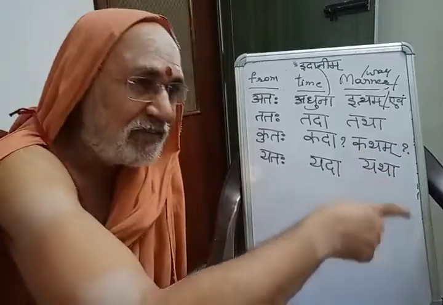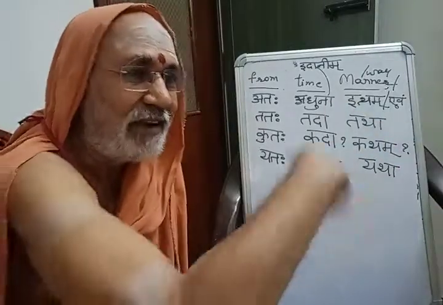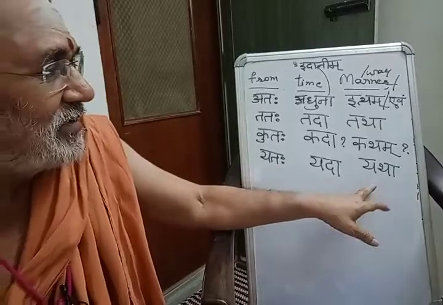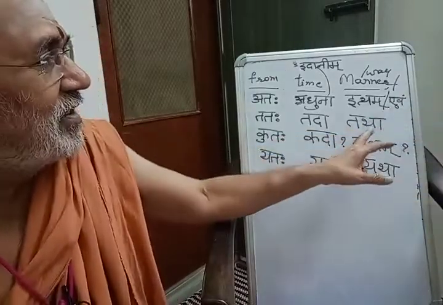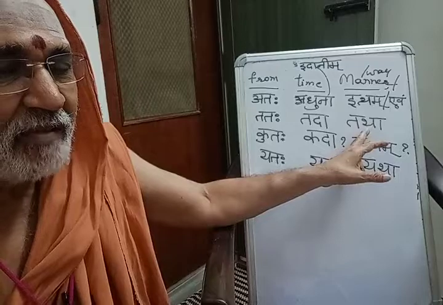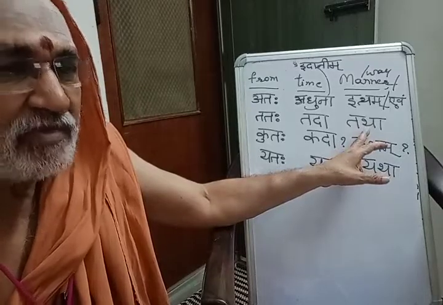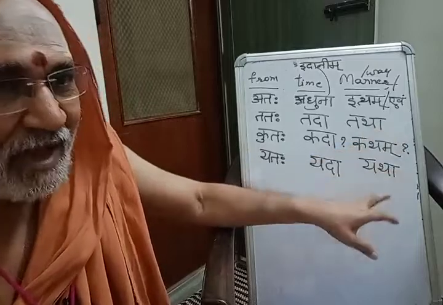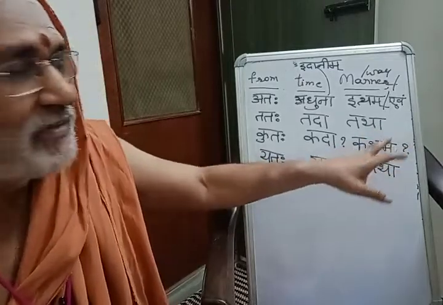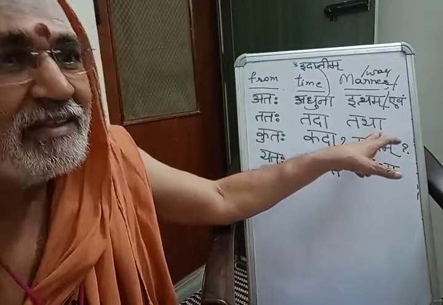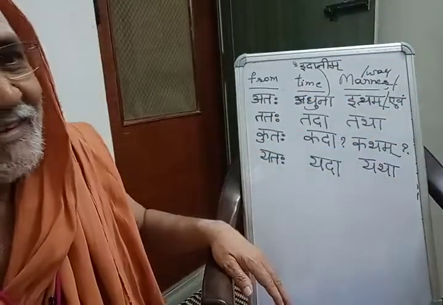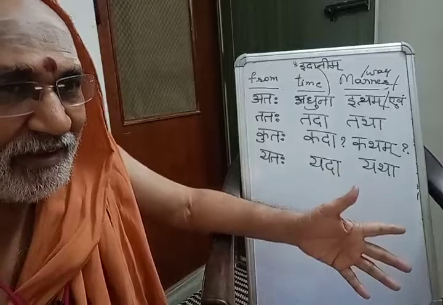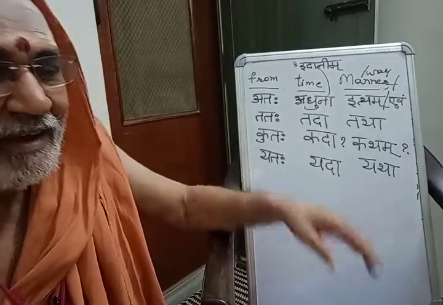Yatha means as you do, so. As and so. See this also, yada tada, when and then. As you do, so you can do. See, tatha means so. Tatha means in that manner. Yatha you want, tatha I shall do. As you want, so I'll do. So tatha means in that way, in that manner, or so. Yatha means as. As means in what manner, in whichever manner.